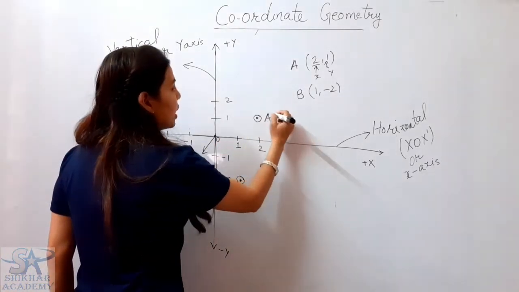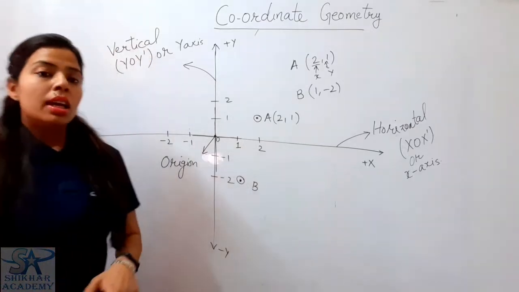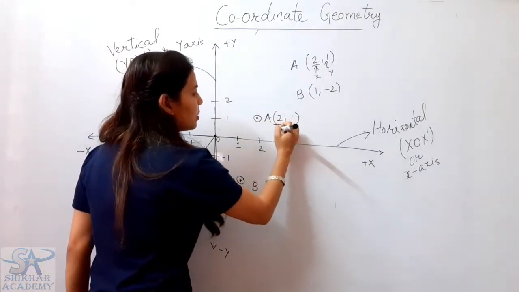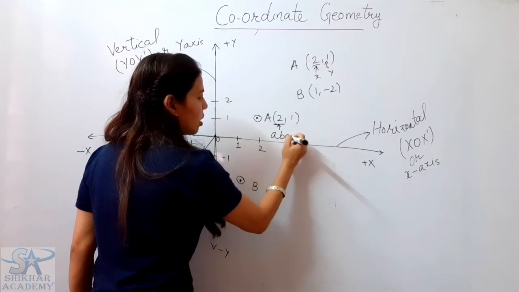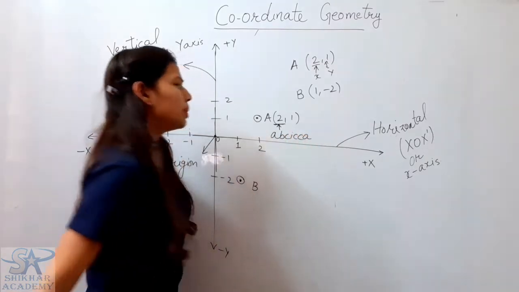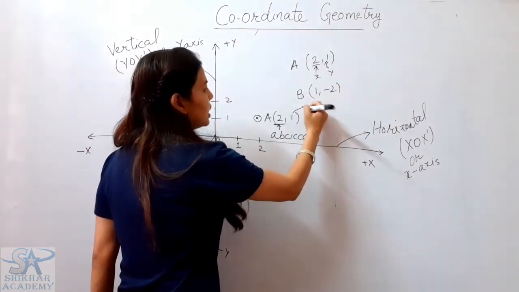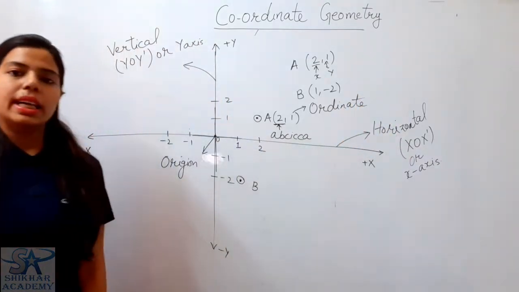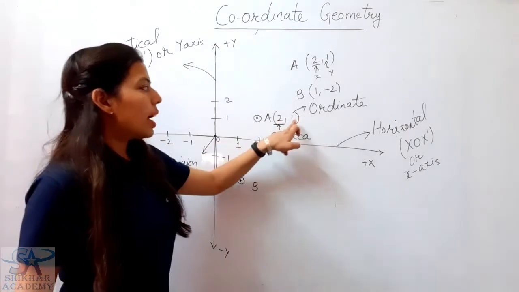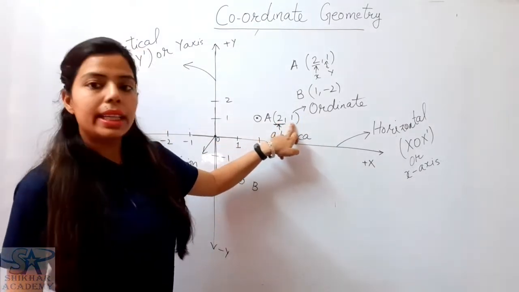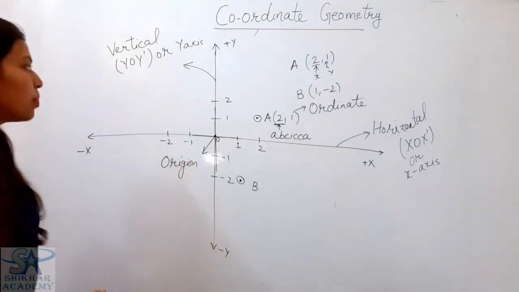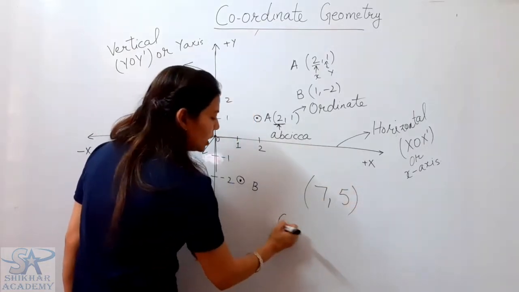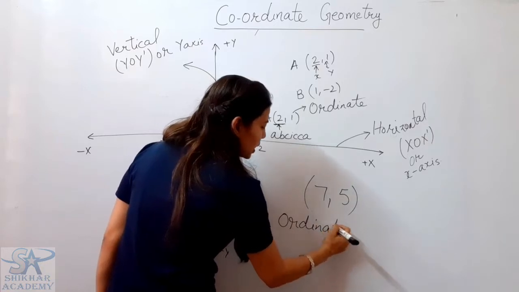Now the coordinates of point A are 2 comma 1. The value of the x-axis is known as abscissa, and the value of the y-axis is called the ordinate. The value on the y-axis in the coordinate is known as ordinate. If I ask you, the point is 7, 5, what is the ordinate? Ordinate is 5.